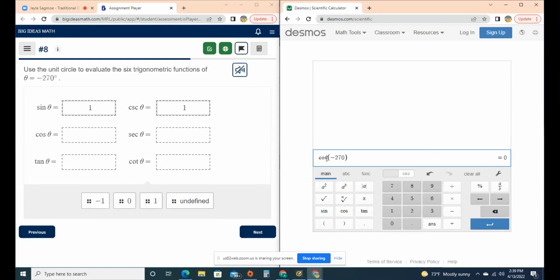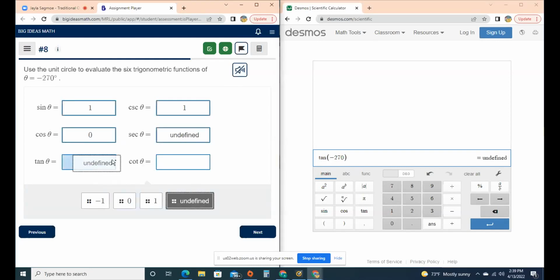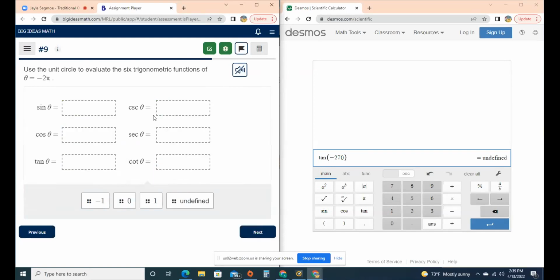So cosine is 0. When you flip 0, undefined. Okay, so whenever you see no degree symbol, and often when you see a pi, you change it to radians. So yeah, it's going to be -2 pi, but make sure you put your mode correct. And that's 0.